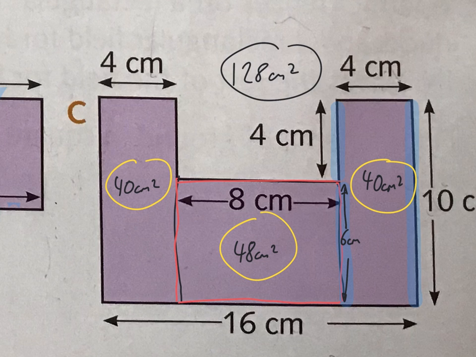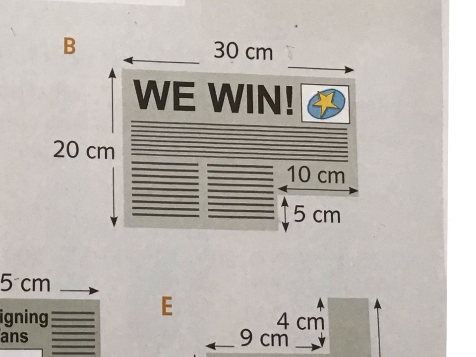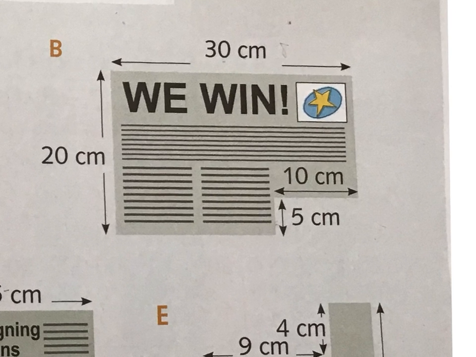If you've done it correctly, you'll have got 128 centimetres squared. Question 2, we did A together as an example, so let's move on to B. First decision, again, is to see where I'm going to split it. I think I will split this one horizontally. Doesn't really matter, so I'm going to do it like that.